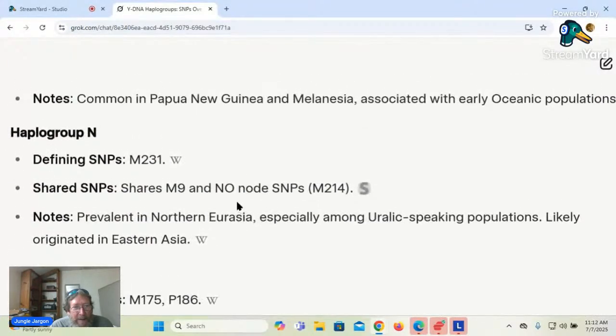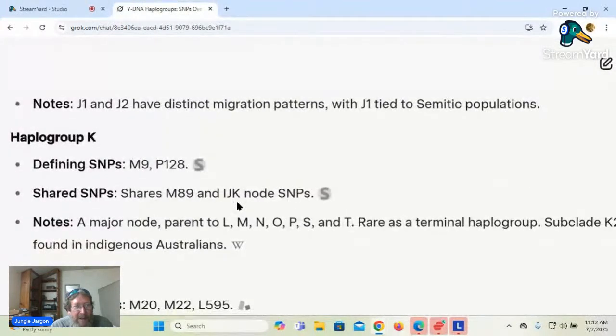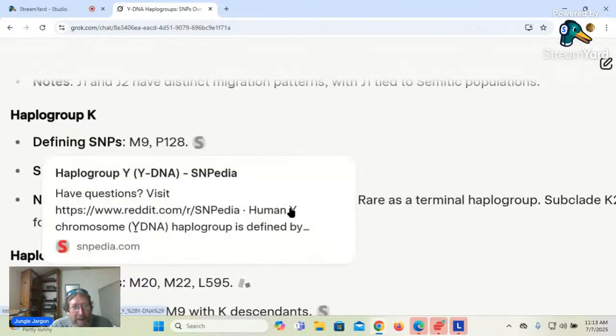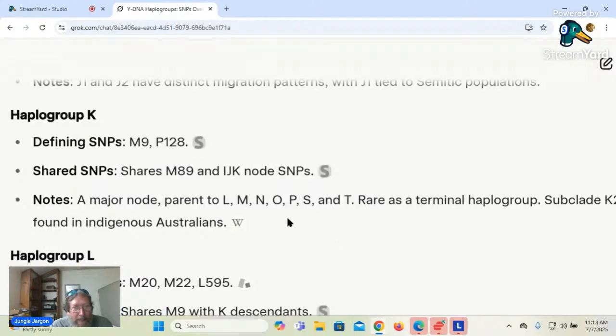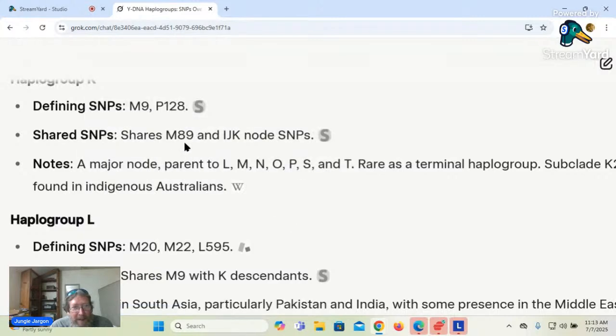Now, this is where it gets a little bit confusing, because when you get into the descendants of K, which is its own lineage, but K is also what they call the beginning of the lineage, just like they attempted to do with F. Now this haplogroup defining marker is M9 and P128. Of course, it shares M89.